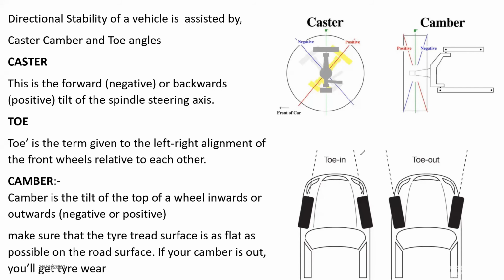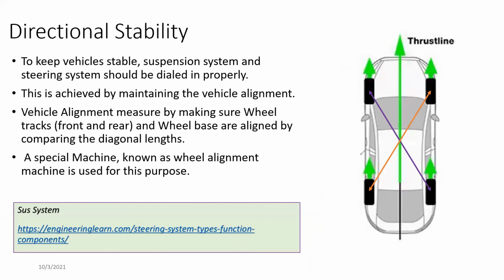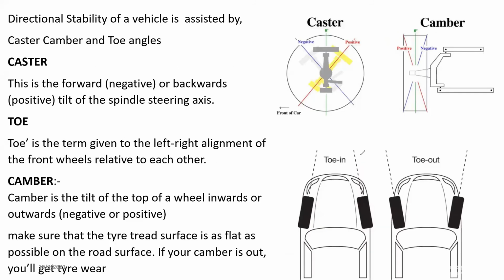And camber ensures that the tire's contact patch is always at the maximum amount of contact. And the caster always makes sure the steering comes back to the front position. So these are the three functions that they provide. But if these adjustments were wrong, the vehicle alignment could go wrong, and the directional stability will be lost.